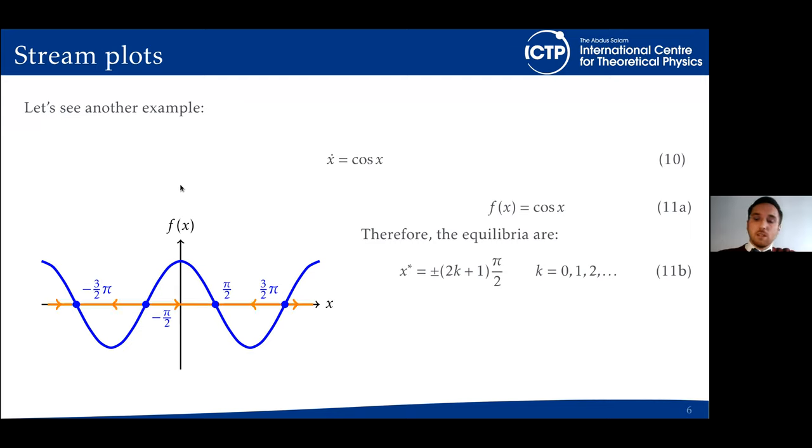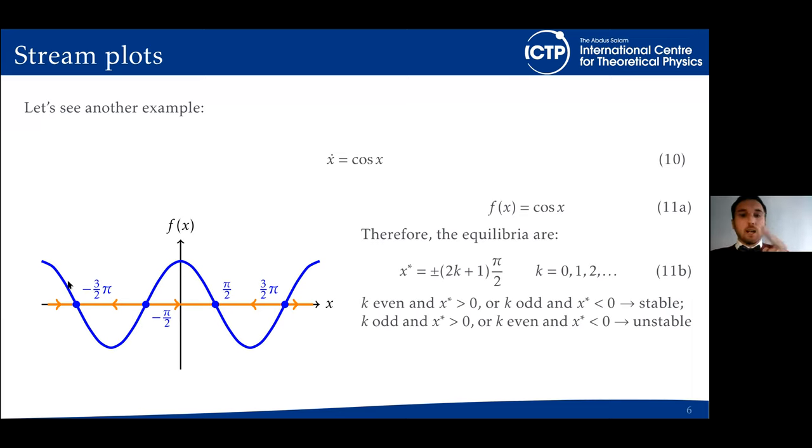So you see that in this case, we basically have an alternation of stable and unstable equilibria in our state space, which of course is the x-axis here, because this system is a unidimensional system. We only have x as a variable. So let me now show you how we can use these stream plots in cases that are ecologically relevant.